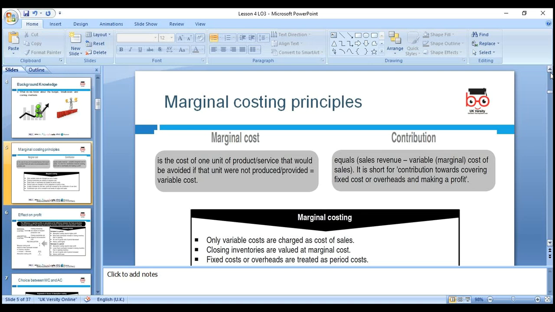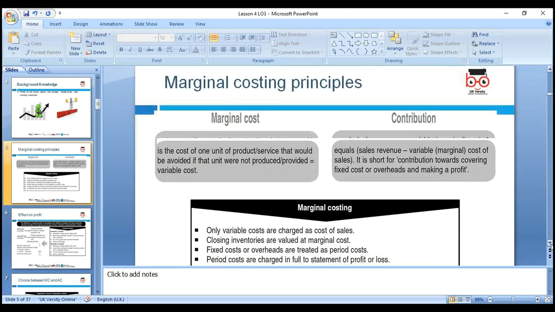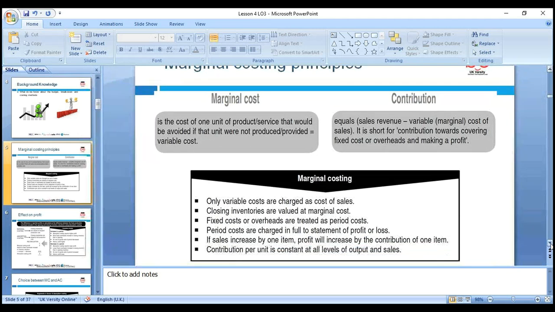So budgeted and actual. Contribution equals sales revenue minus variable cost. It is the short-term contribution towards covering the fixed cost overhead and making the profit. In marginal costing, only the variable costs are charged as cost of sale. Closing inventory is valued at marginal cost. Fixed costs or overhead are treated as period costs, and the period costs are charged to the full statement of profit and loss.